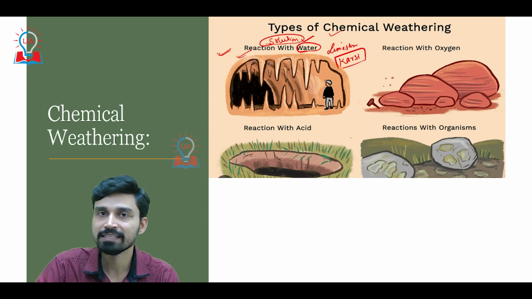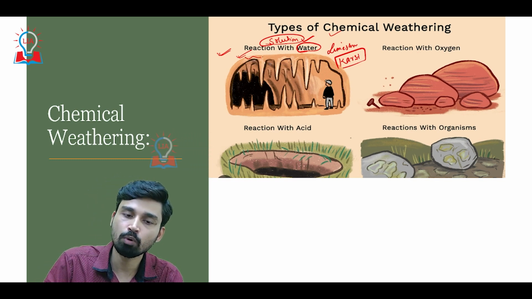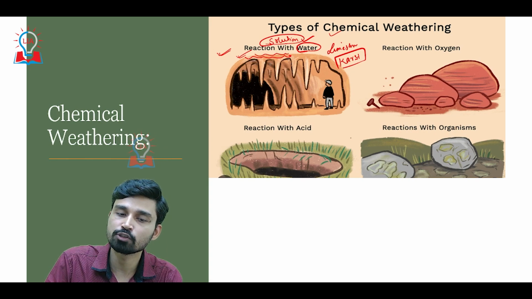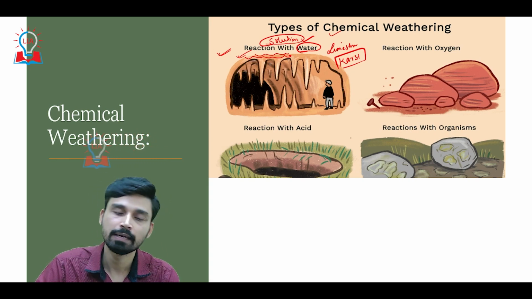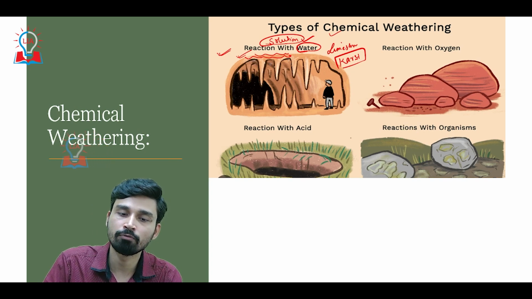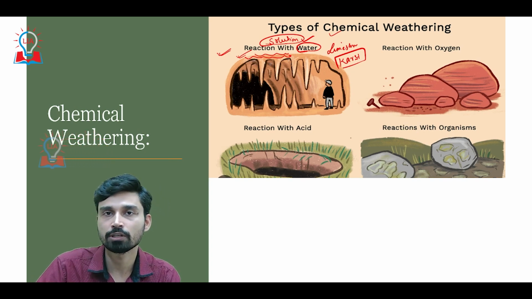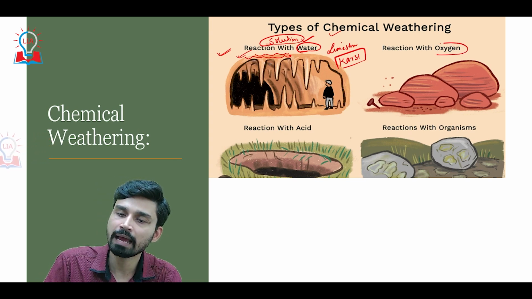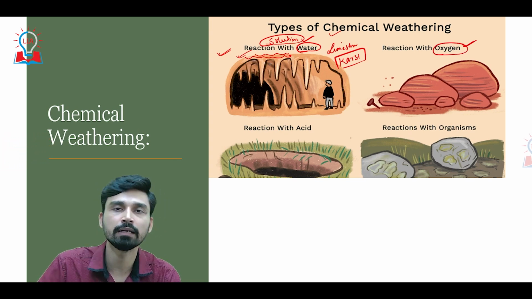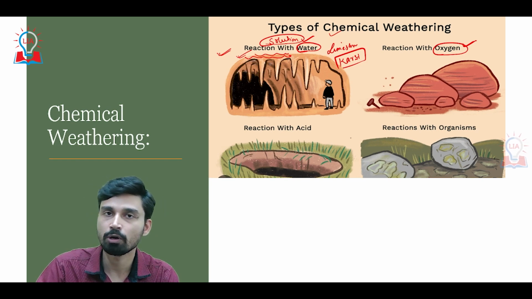Limestone, as we know, is easily soluble in water, and thus when rainwater or river water flows over the karst topography, it causes dissolution of these limestone particles, and thus a large number of valley-like structures, cave-like structures, and sinkhole-like structures develop. On the other hand, we also have weathering that happens due to the reaction of certain minerals and rocks with oxygen, which is called oxidation.